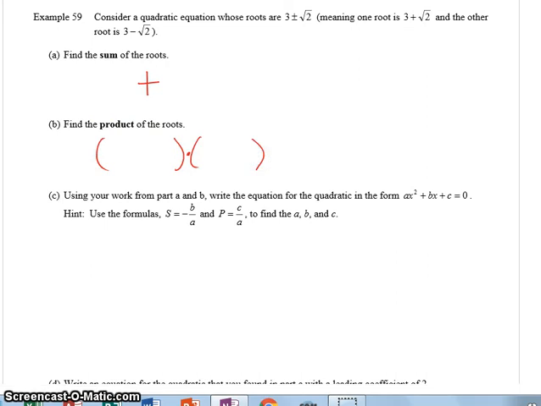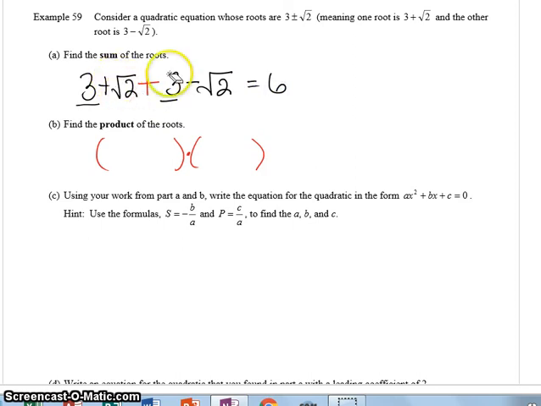Okay, so the sum would be 3 plus radical 2 plus 3 minus radical 2. When I combine like terms, 3 plus 3 is 6. But then my positive radical 2 and my negative radical 2 cancel. So my sum is 6. Okay? So I'm going to set that up down here and write sum equals 6.